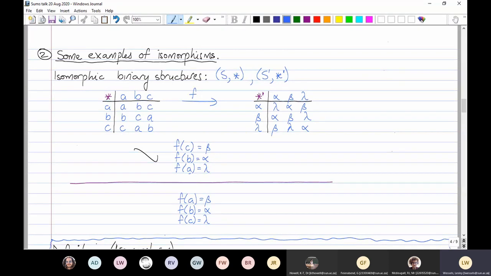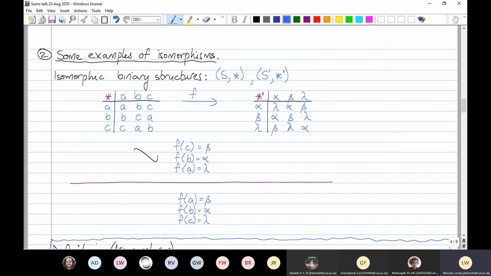So in this case, let's let our mapping be F, and I actually want to show that they are similar. Looking at my tables, at this minor diagonal, maybe let's map C to beta. So F of C goes to beta, and then let's say B goes to alpha, and then A goes to lambda.